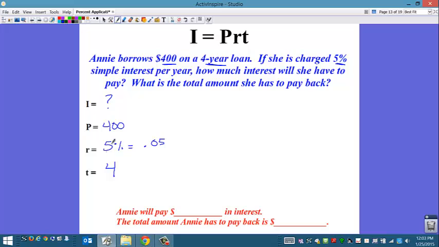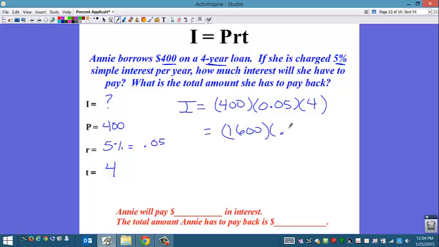We've listed our information. Now let's plug it into the formula. I is going to equal P, the principal, times the rate in decimal form, which is 5/100, times the time, which is 4. So again, I'm going to use the associative property so I can do some mental math. 400 times 4 is 1,600. And I'm going to multiply that by my 5/10.